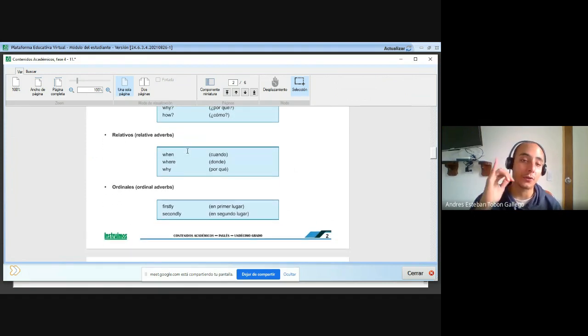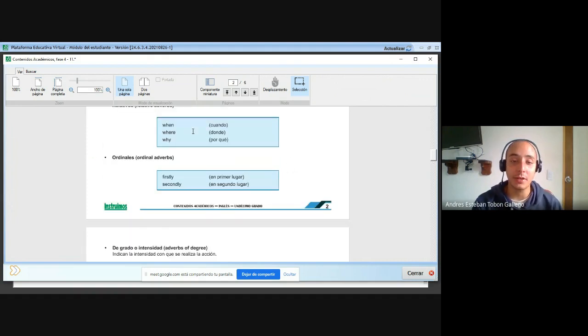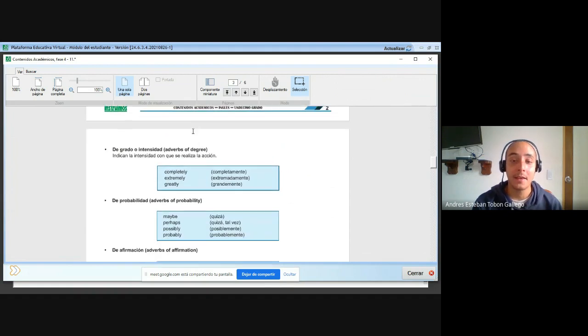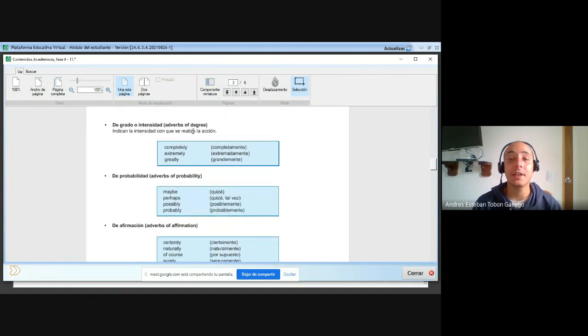We have also relative adverbs: when, where, why. Okay, ordinal numbers: firstly, secondly, thirdly, the most important reasons in here. Okay, as you can observe, there are many groups of adverbs. We have also adverbs of degree: completely, partially, extremely, greatly.